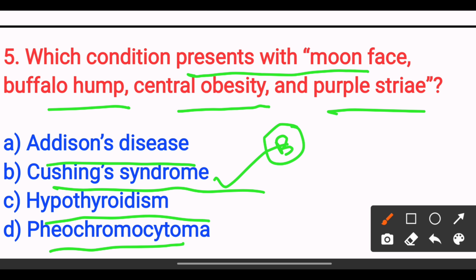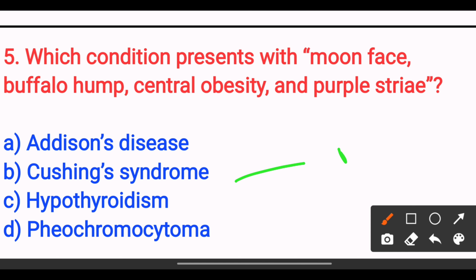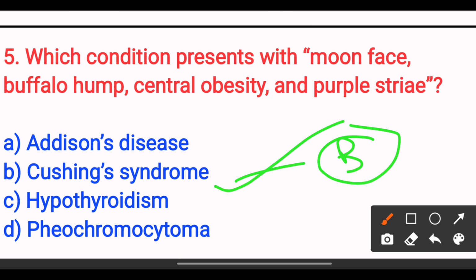When cortisol increases, we see moon face, buffalo hump, and central obesity, along with osteoporosis and hypertension. In addition, there is the opposite, low cholesterol. So the answer is option B, Cushing syndrome.